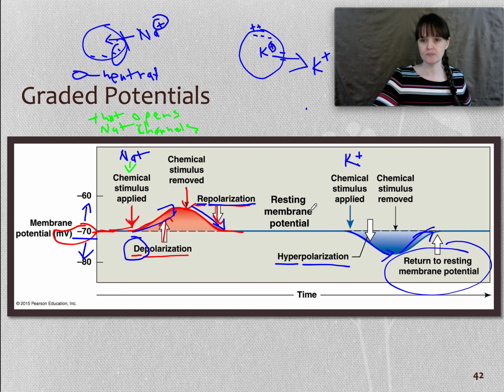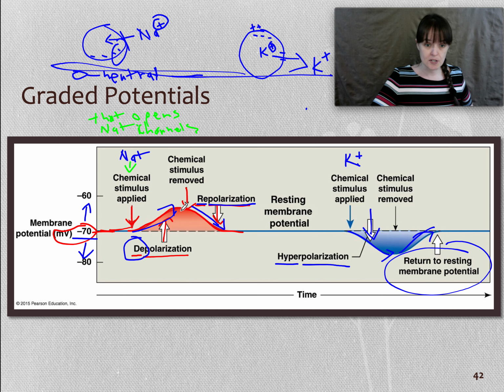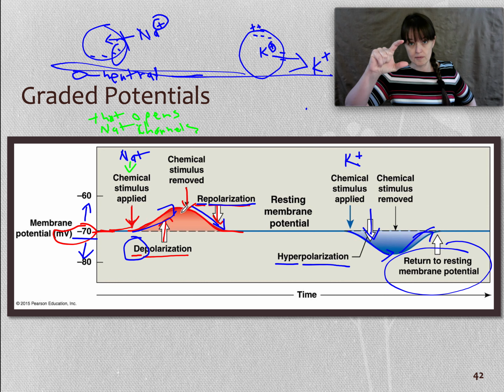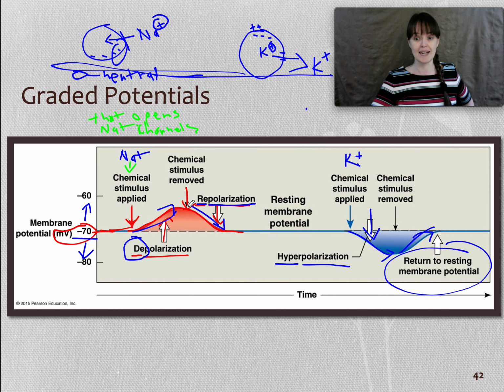Okay. So if you open a potassium ion channel, the inside is going to get more negative. Zero is still up here. With depolarization, you get physically closer to zero. Repolarization is back to normal. But if you open a potassium ion channel, you get hyperpolarization, where you're physically further from neutral. You're further from zero. Now you're at -80 instead of your resting -70.